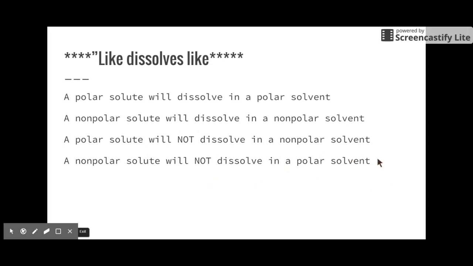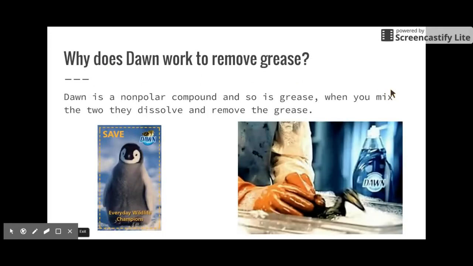So sometimes you put stuff in other stuff. Sometimes you put solutes in solvents and they don't dissolve. They don't break apart. They don't disappear. They kind of stay there clumped up. And the reason for that is because you're mixing nonpolar and polar solvents and solutes. And when that's the case, they won't dissolve in each other. But like dissolves like. So why does Dawn work to remove grease?